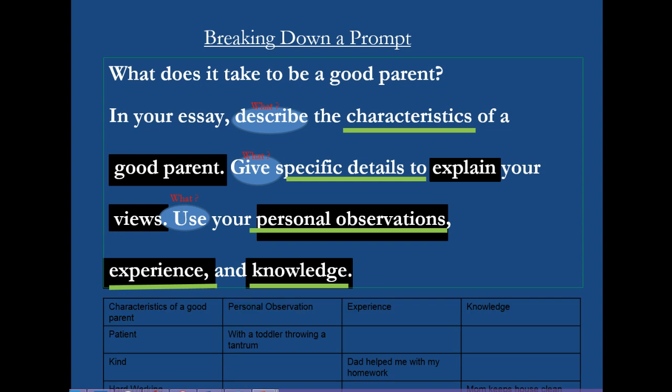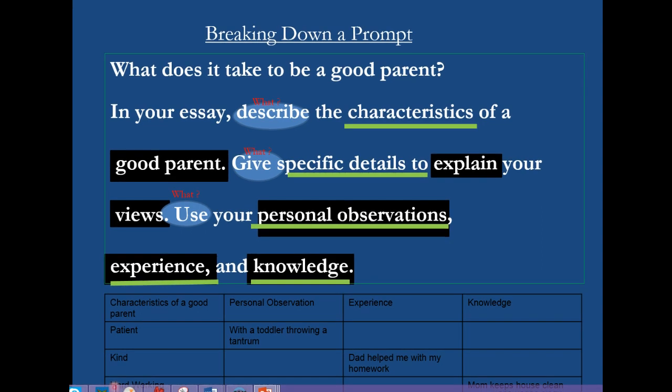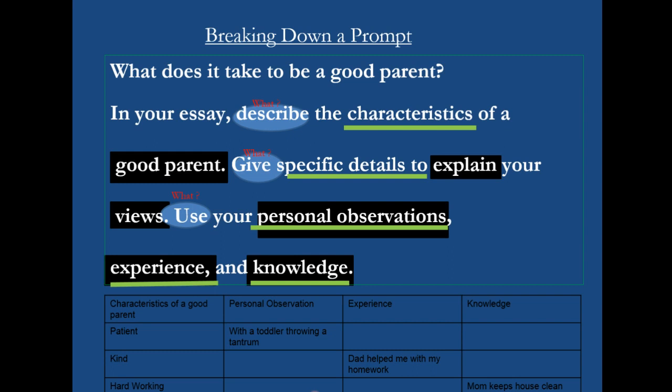This is a graphic organizer that I would use if I was writing. This is a sample graphic organizer. Let's make sure that I have done all the elements for our prompt. Number 1, we are supposed to describe the characteristics of a good parent. Have I done that? I chose the characteristics of patient, kind, and hardworking. Yes, I have described these characteristics.